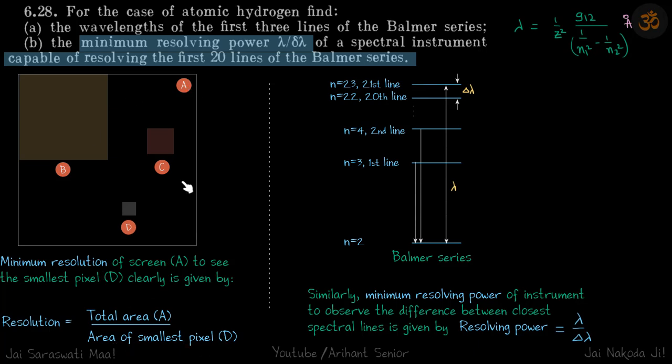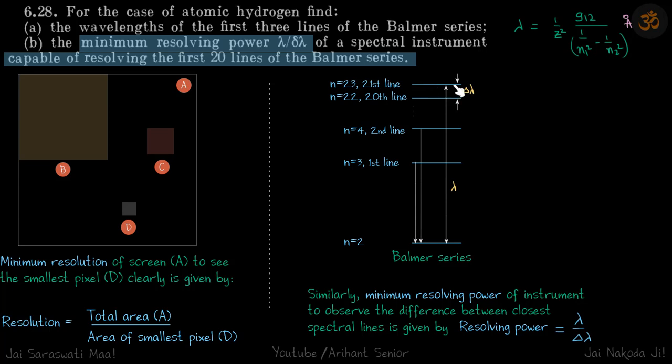So using the same concept in our problem, using this spectral instrument, we need to see the lines clearly. So we should be able to see the gap between the lines. And we know that as you go up in the series, so this is, let's say, the Balmer series, this is lambda 1, lambda 2, lambda 3, lambda 4. Now we know that as we go up, lambda is reducing, but delta lambda is reducing even further.